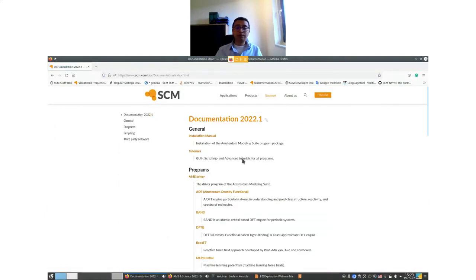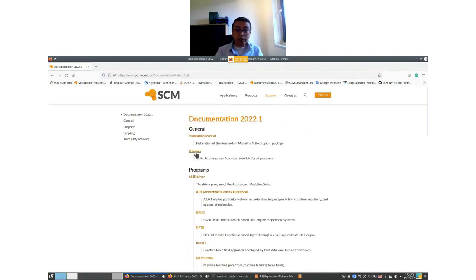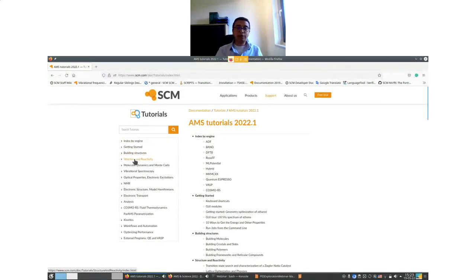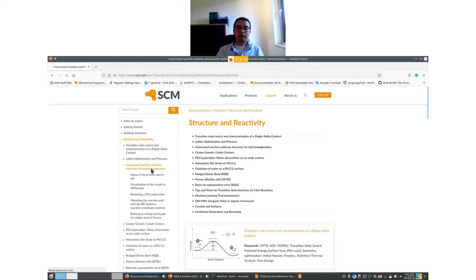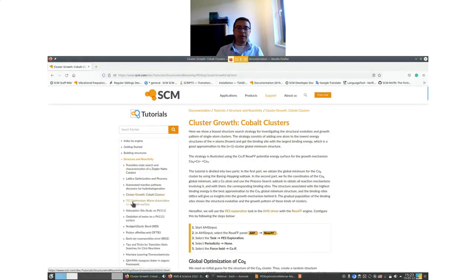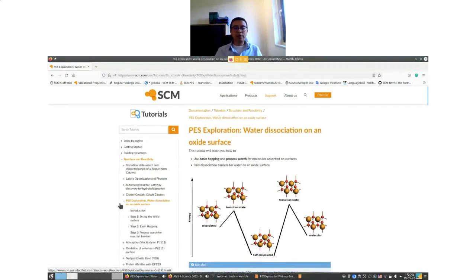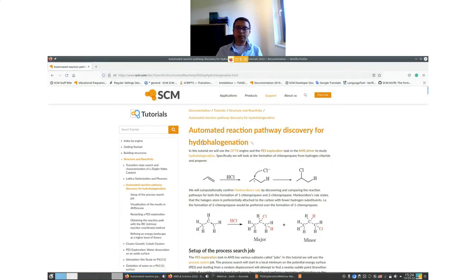In our documentation, if you go to the tutorial section, and in the structure and reactivity section, we have 3 examples for this PES exploration. The first one is the automated reaction pathway discovery for hydrohalogenation. The second one is the cluster growth of cobalt clusters. And the third one is the water dissociation on an oxide surface. So please go there and try to explore all the properties of the program. But today I'm going to focus on the first one.